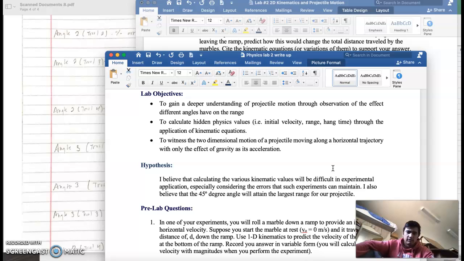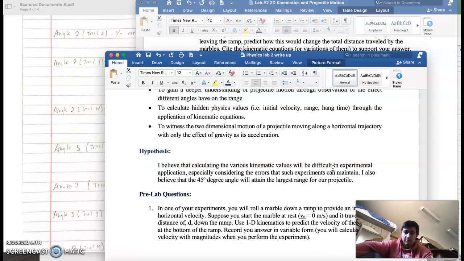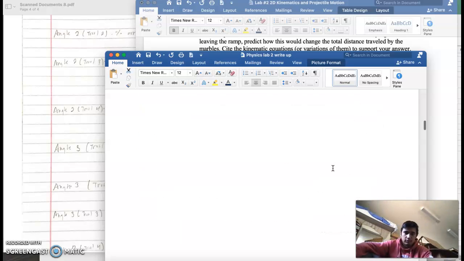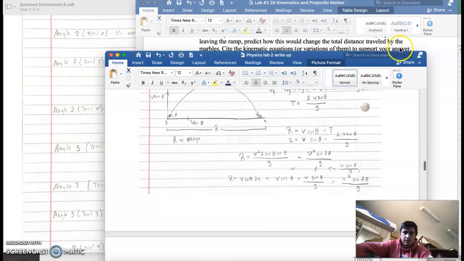Hypothesis: I believe that calculating the various kinematic values will be difficult in experimental application, especially considering the errors that such experiments can maintain. I also believe that the 45-degree angle will attain the largest range for a projectile. The second one is just a fact, but I wanted to see if I could prove that through this experiment, so I put it as a hypothesis. And the first one was just a thought that it would be difficult to do through an experiment. So this is my pre-lab questions.